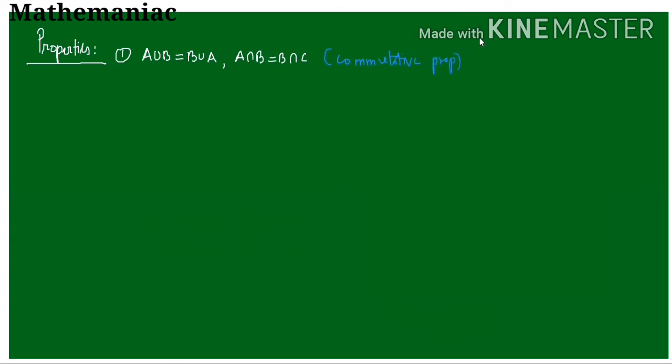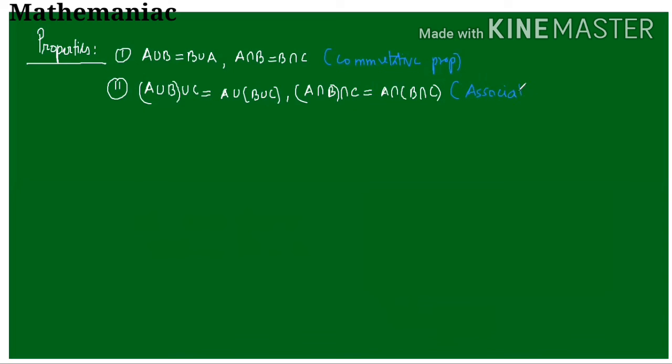Number 2, if someday you would like to take the union of three sets, you can take either the first two sets' union first, or you can take the second two sets' union first and then the third. You can do this. The same is valid for intersection also. That means while taking the intersection of more than two sets, you can group them, and that grouping is allowed. It is called associative property.